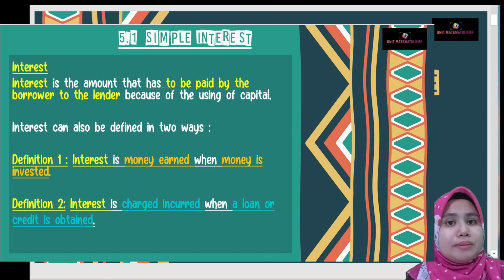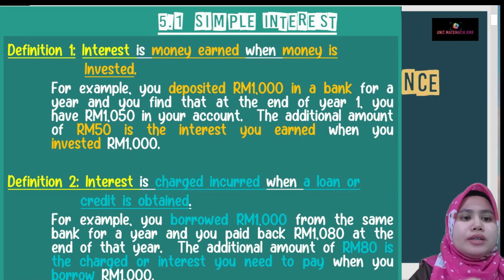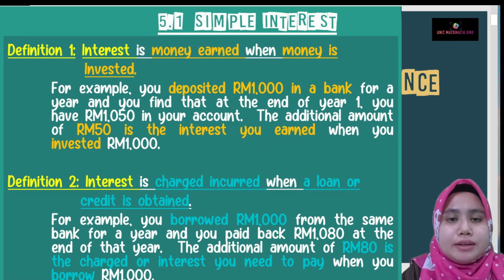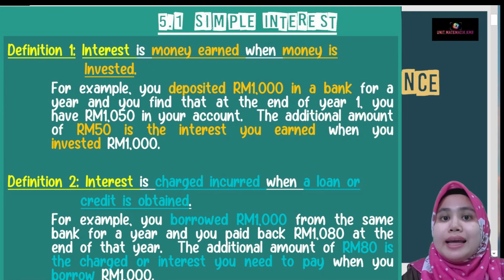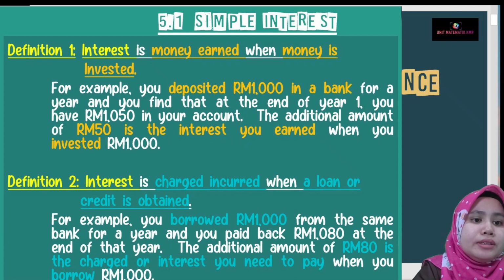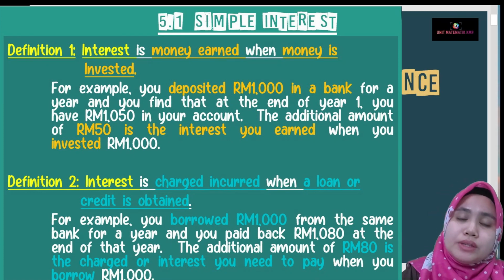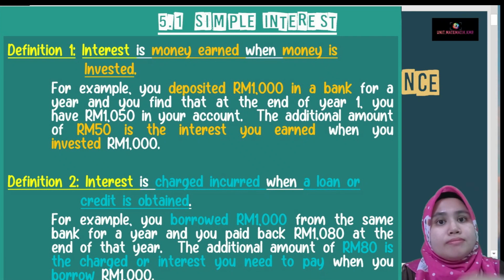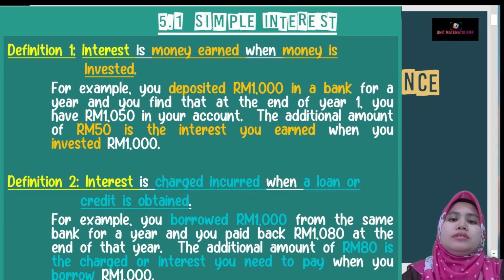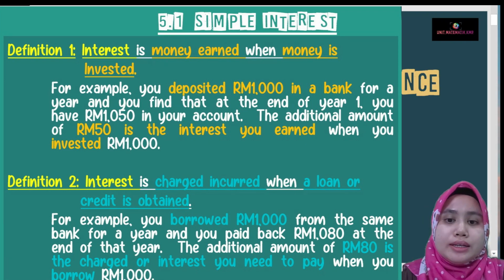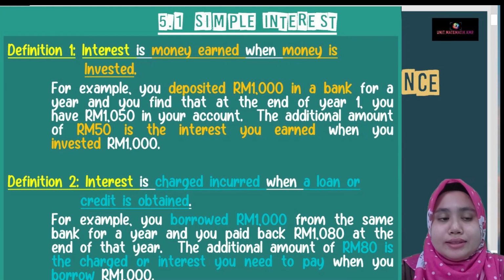Let's look at the examples for both of them. For example, for money earned: you deposit RM1,000 in a bank for a year, and a year later, you find your money has already increased to 1,050 ringgit. So that means you get interest of how much? RM50. That is the interest that you earn when you invest 1,000 ringgit.